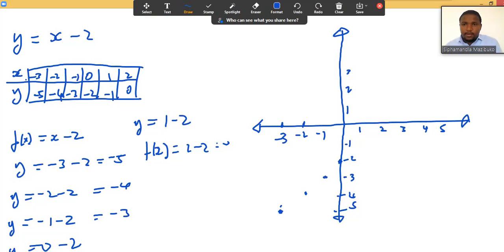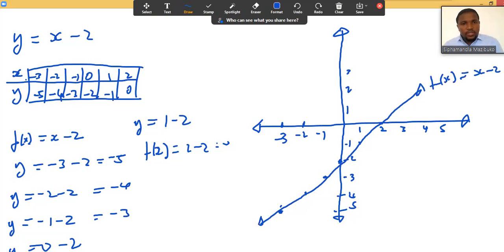And then we have 1 is to minus 1, which is here. And 2 is to 0, and this is here. So this is our graph then. Our graph just goes like that. Our straight line graph. Okay, so this is our graph, f at x is equal to x minus 2.